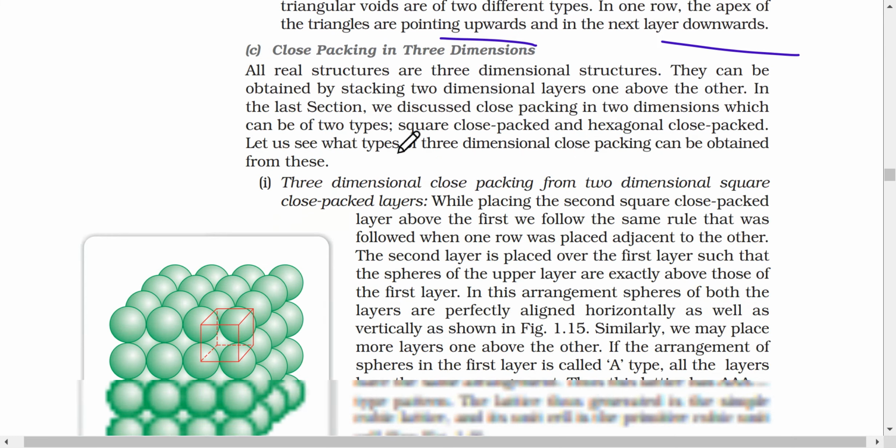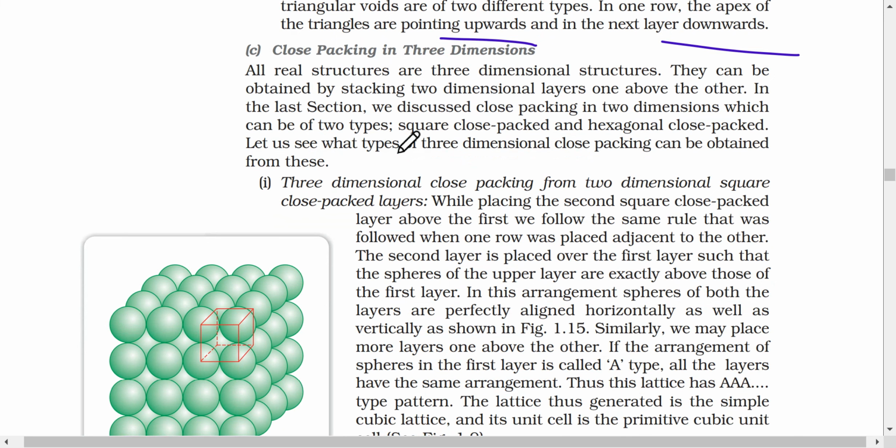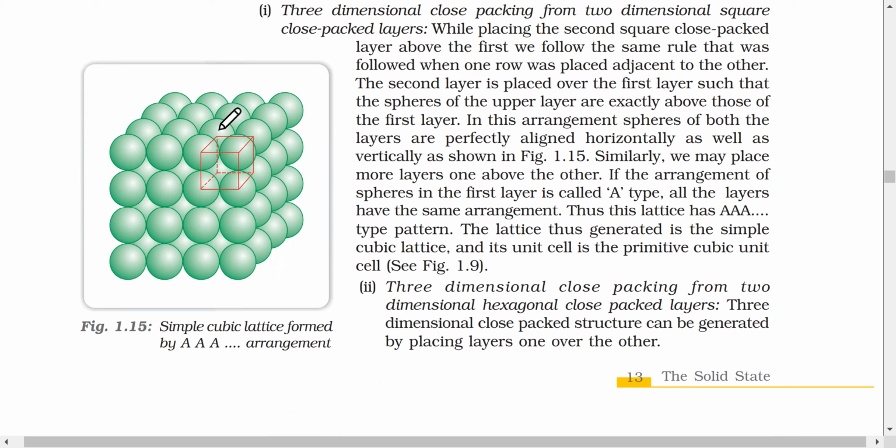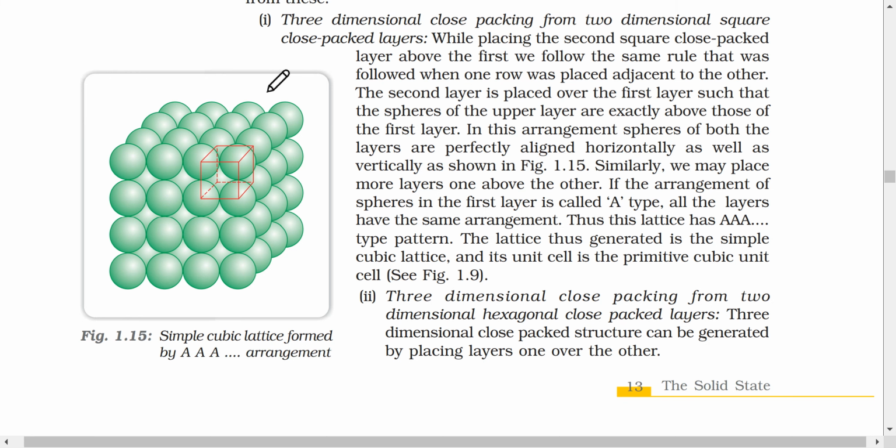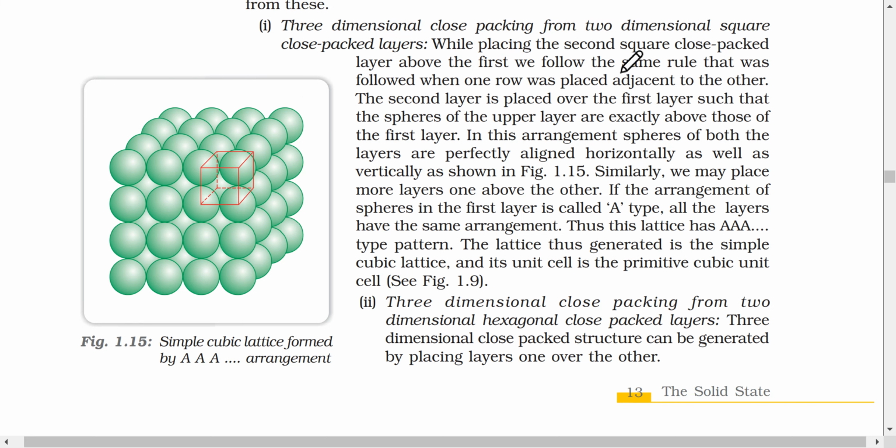अब आते हैं 3D में closed packing. All real structures are three dimensional. हम क्या देख रहे हैं वो सब 3D है, right? They can be obtained by stacking two dimensional layers one above the other. In the last section, we discussed closed packing in 2D, which can be of two types: square closed and hexagonal. Let's see what types of 3D closed packing can be obtained from these. अब 2D को ही stack करना है one after the other layers में, और हमें 3D मिलेगा. अब 2D में भी दो types थे, एक square close pack था, दूसरा hexagonal close pack था. सिमिलरली हम 3D के भी types देखने वाले हैं. Three dimensional closed packing from two dimensional square close pack layers.